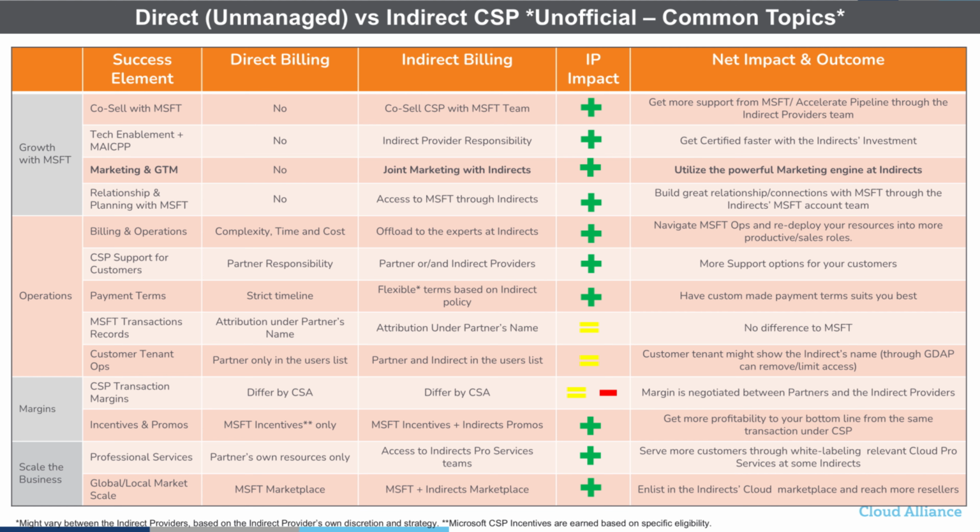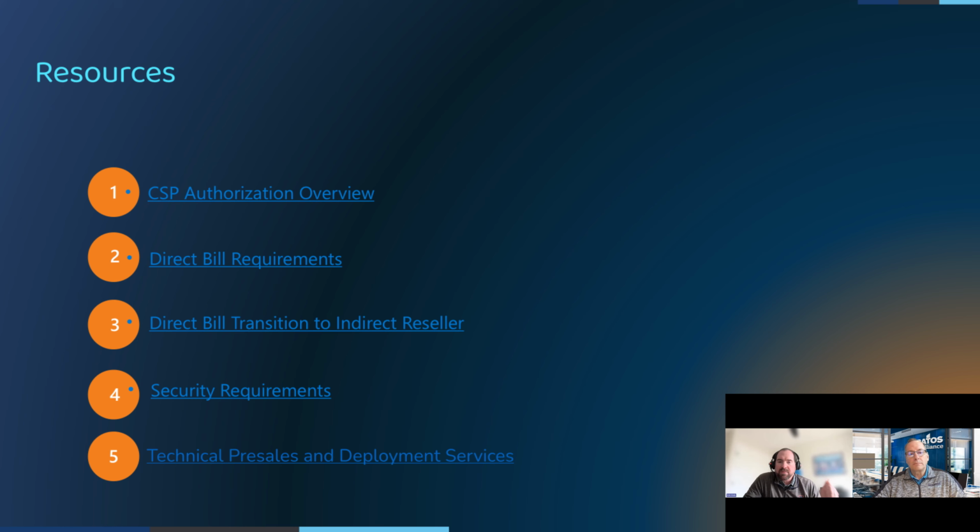I mentioned the resources slide, so it wouldn't be a good Microsoft PowerPoint if I didn't have one, and I limited it to 5 links, but normally it would be 25 links of content for you to go read through. If you have basic questions, I would look at number 1, that's the CSP authorization link. Number 5, again, to Scott's point, is something you can have those conversations about with Stratos.